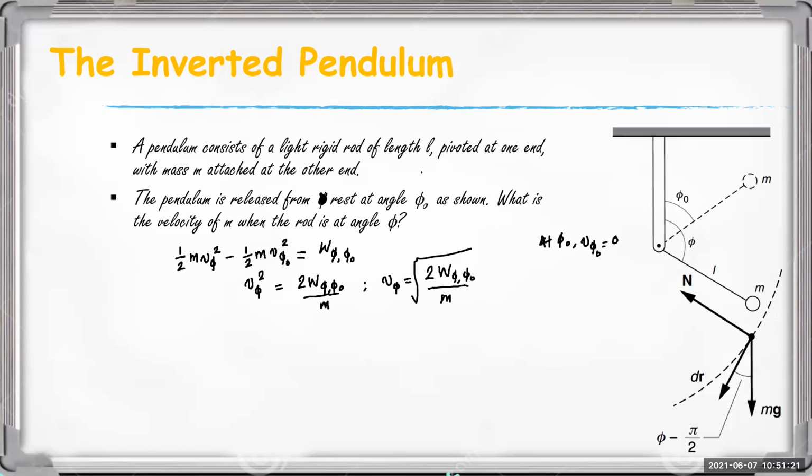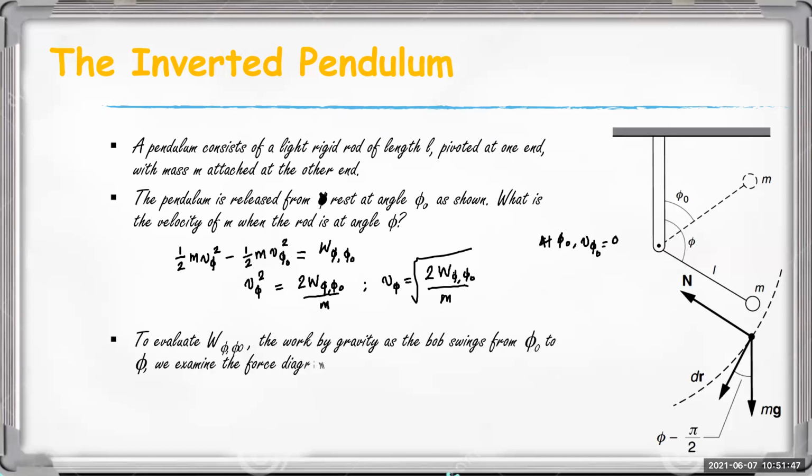Here our aim is to find the velocity v phi. We obtain the expression v phi is equal to root of 2 into W phi phi 0 divided by m. Here W phi phi 0 is the work done. Then we have to evaluate W phi phi 0.